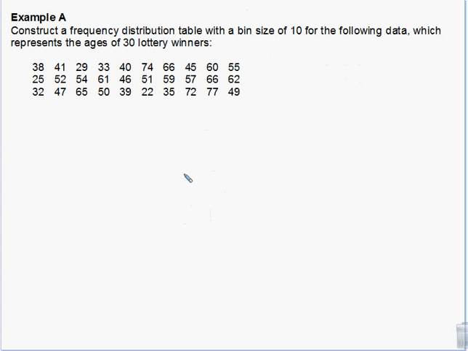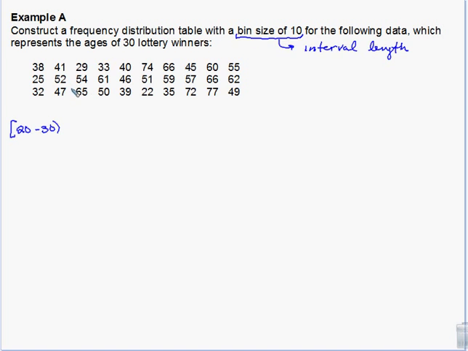All right, so we're going to construct a frequency distribution table with a bin size of 10. What this means right here is our interval length. Okay, and so what we do is we look and say, I've got numbers in the 20s, 50s, 60s, 70s. Up to 77 looks like my biggest number. I don't have any 80s, so I'm going to start at 20 because I have numbers in my 20s. And so my smallest value will be 20 up to 30, but not including 30.